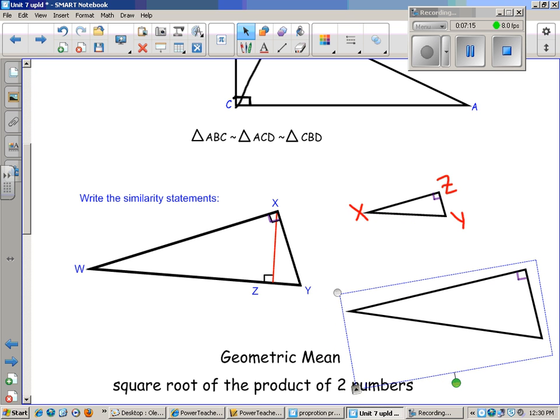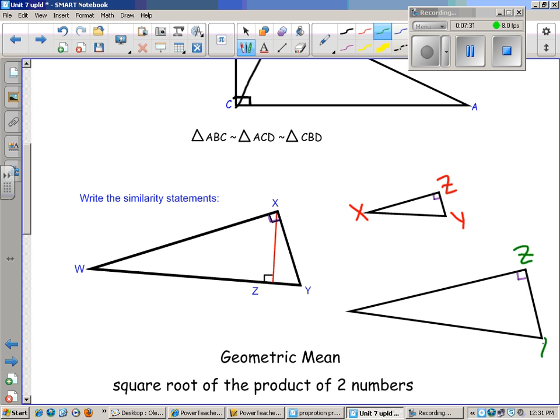Okay? For the medium-sized triangle, the right angle is at what? Z. And if I go along the short leg, what do I end up at? X. And the long leg ends up at W. Okay? So I basically pull that apart, and we can write a similarity statement.